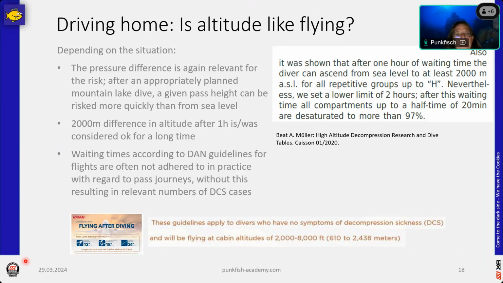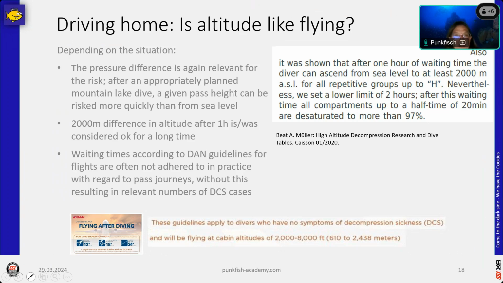And well, if we are out of the water completely saturated, or very saturated, and we go to an even lower ambient pressure, this is again a little pressure change. But normally it's not that much of a difference that it is a big issue. So for a very long time, it was considered that driving up 2,000 more meters an hour after diving is just okay.